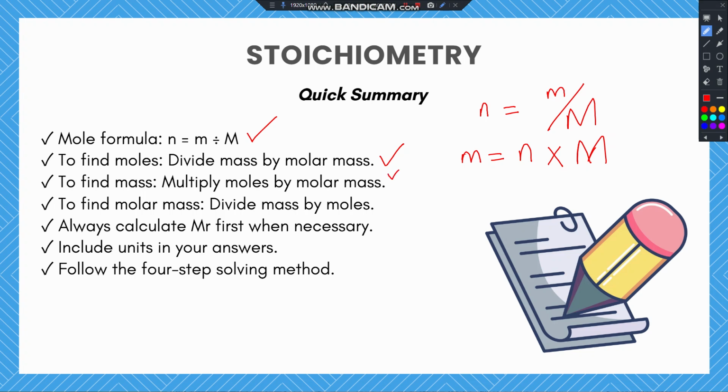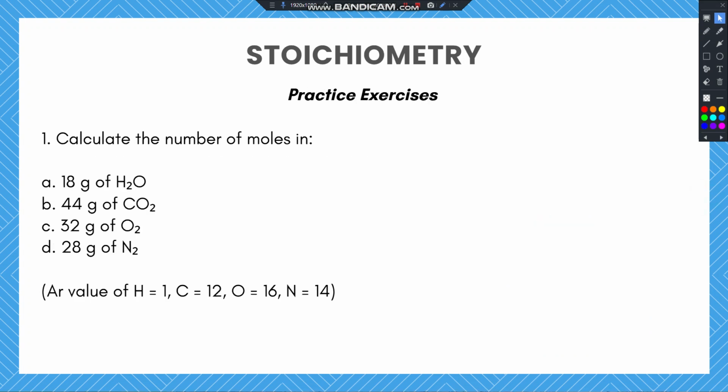And then third point is saying to find molar mass, capital letter M, we divide the mass by the moles. This becomes small letter m divided by n. And then fourthly, always calculate the molecular mass first when necessary and include units in your answer. Follow the 4-step solving method like you saw me do. So now that we understand all of this, it's time for some practice questions.